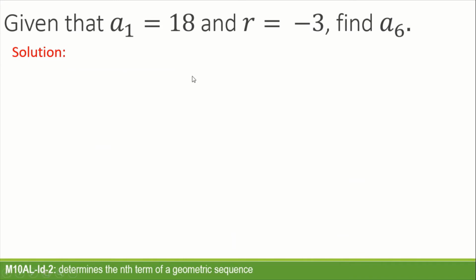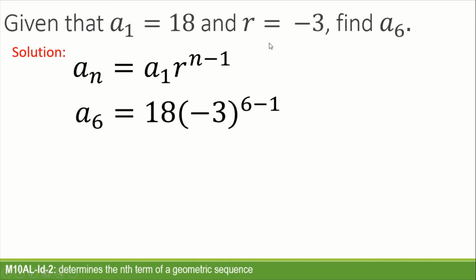Next example. Given that a sub 1 is equal to 18 and the common ratio is negative 3, find a sub 6. So, ang hinahanap naman natin dito ay 6 term. So, naka-specify na yung A first term and R. So, ipa-plug in na lang natin siya sa ating general term. So, ang hinahanap natin ay A sub 6, given ng first term ay 18, and the common ratio is negative 3. So, ang n natin ay 6 kasi siya yung hinahanap natin. Pang 6th term ang hinahanap natin.